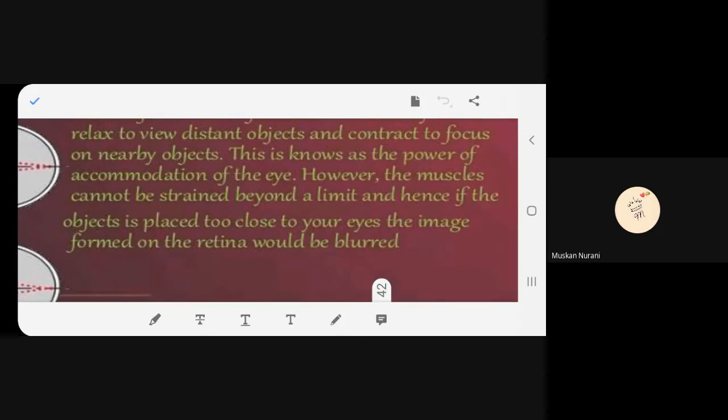What sort of image do you get? Blurred, hazy, faint. You're not getting a clear-cut picture as an object, but it is hazy. You're not able to make out.